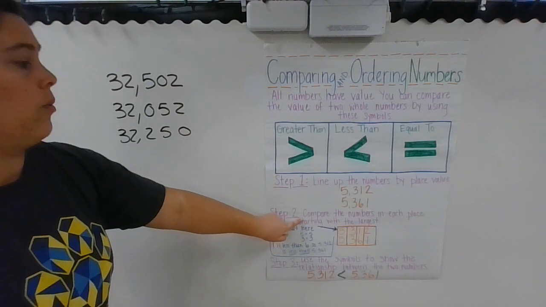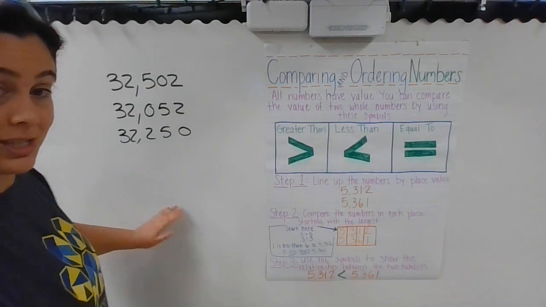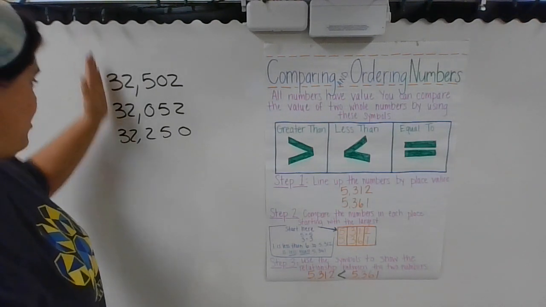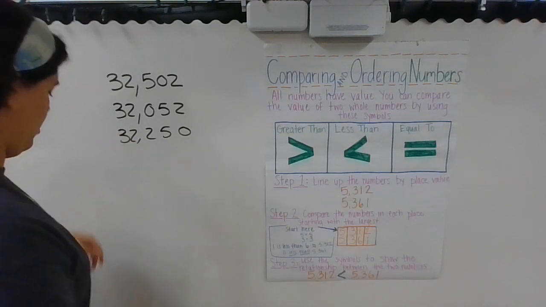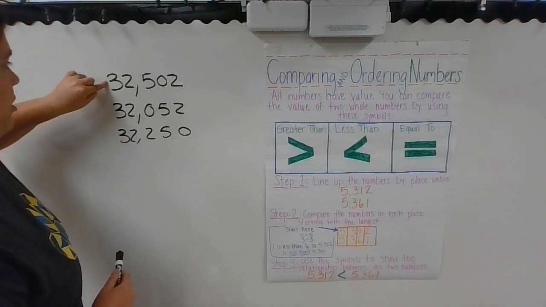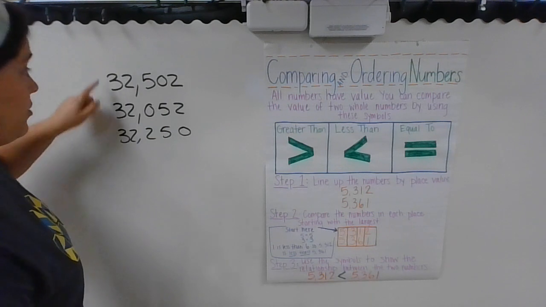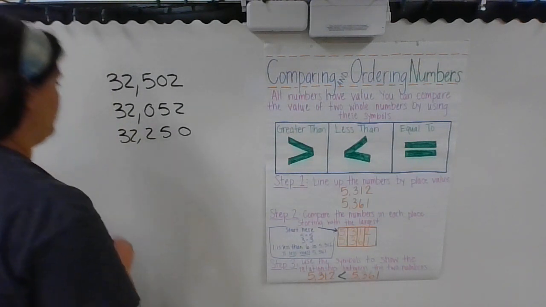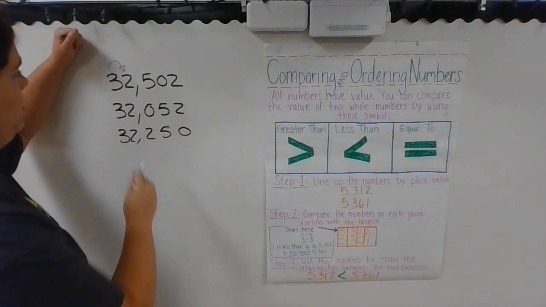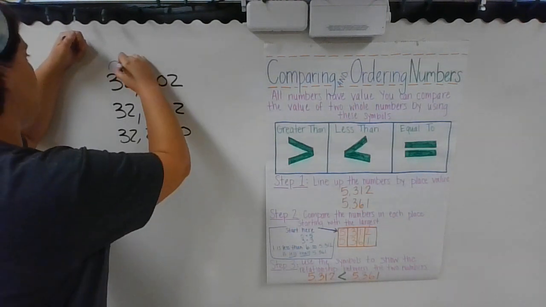Now step 2. We're going to compare the numbers in each place, starting with the largest, which is what? What's the largest place value on these numbers? 10,000. Very good. So as we can see, with all 3 numbers, the 3's in the 10,000s place are all the same. So now we need to go over. These are all the same, so now we need to jump over to the thousands place value. They're all 2's. They're all still the same. Let's keep going.